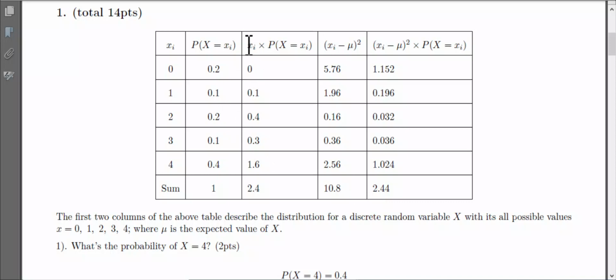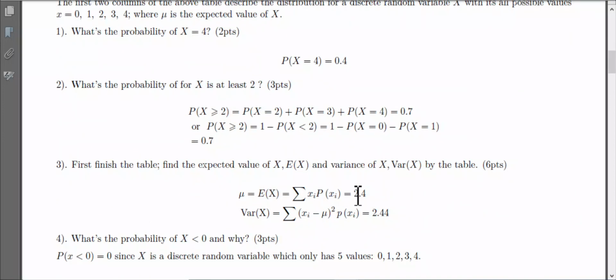So first we do this cross product. The corresponding x values, and then the probability for capital X to be that little x value, and then multiply together. 0 multiplied by 0.2 equals 0, 1 times 0.1 equals 0.1, 2 times 0.2 equals 0.4, 3 times 0.1 equals 0.3, 4 times 0.4 equals 1.6. That's what we mean by x value times its corresponding probability. And then we add all of them together, that's the sum, which is 2.4. So the mean of X is 2.4.